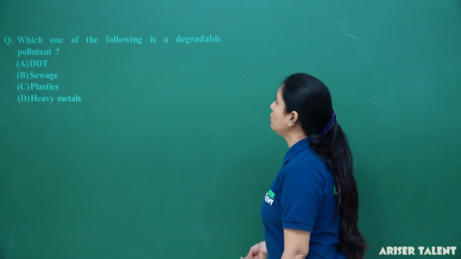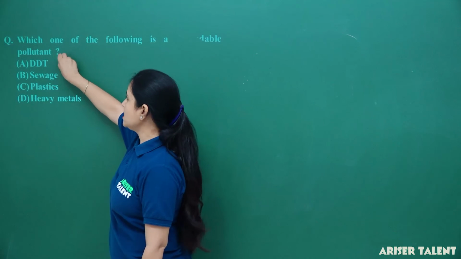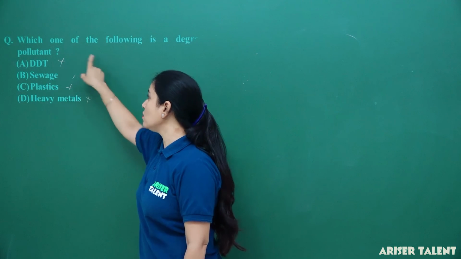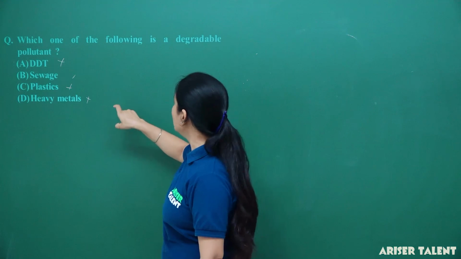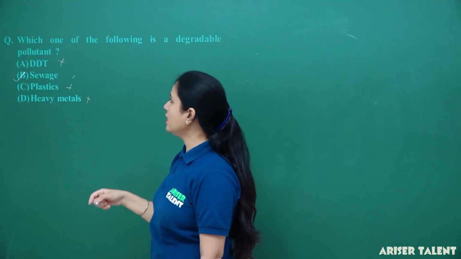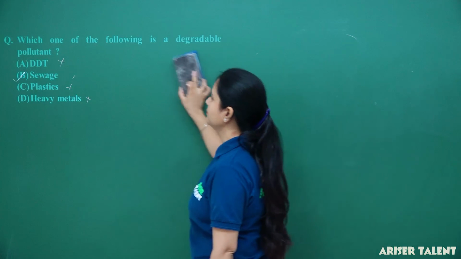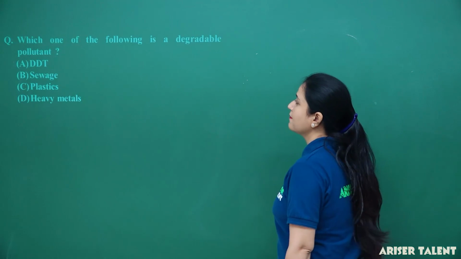Next is, which one of the following is a degradable pollutant? DDT, no. Sewage, yes it can be. Plastic, no. Heavy metals, no. These are all non-biodegradable pollutants. Only sewage is known as a biodegradable pollutant because it contains organic matter.